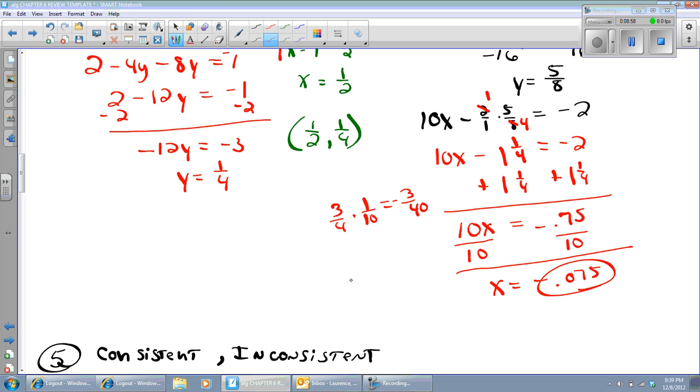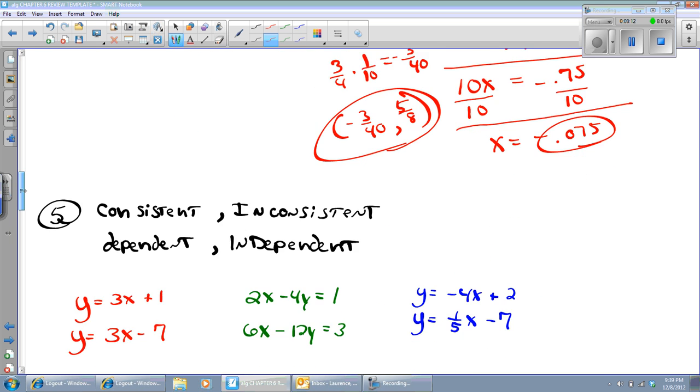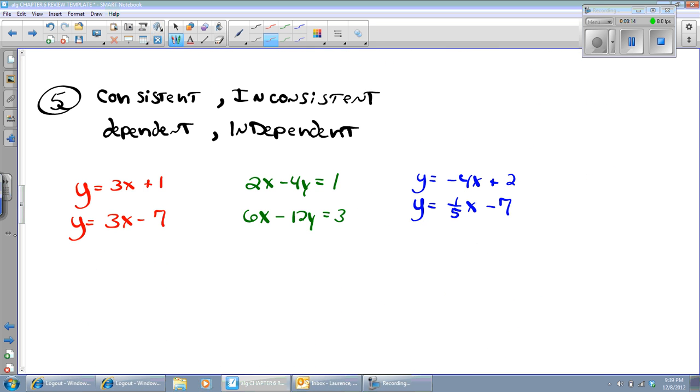It'll be negative. So the place where they cross, we had negative 3/40, comma 5/8. And I don't know why I said the comma. I guess I've been teaching 8th graders too long. But there you go. All right, remember there's consistent, inconsistent, dependent, independent systems.